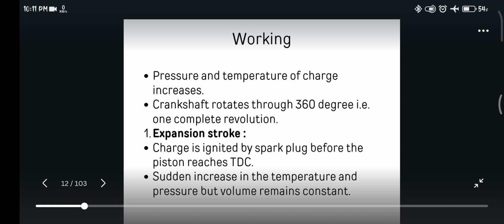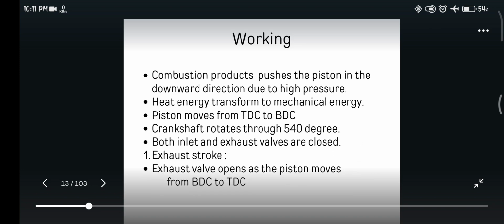Expansion stroke: charge is ignited by spark plug before the piston reaches TDC. Sudden increase in temperature and pressure, but volume remains constant. Combustion products push the piston in the downward direction due to high pressure. Heat energy is transformed to mechanical energy. Piston moves from TDC to BDC. Crankshaft rotates through 540 degree. Both inlet and exhaust valve are closed.